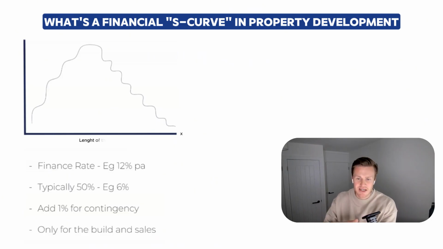The bottom axis is the length of the project between start of build and exit, so refinance or sale of the last unit, and the upright column is how much money you've borrowed. And what you tend to do is you borrow chunks of funds. This one is showing 4 chunks of funds that you've borrowed up. That might be 100, 200, 300 or 50k if it's a HMO refurb.